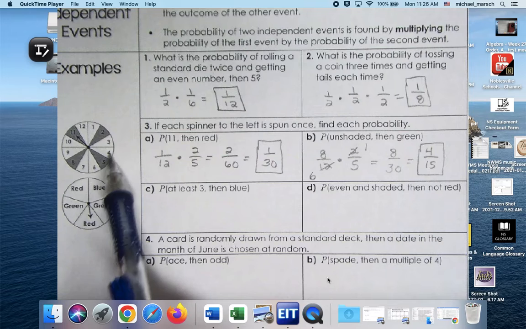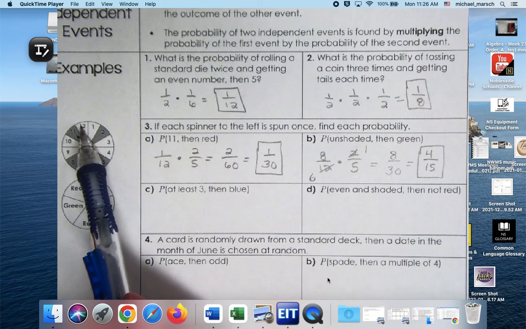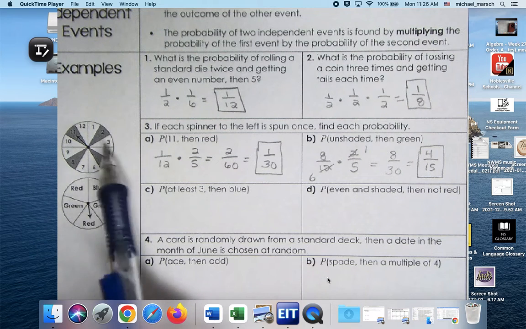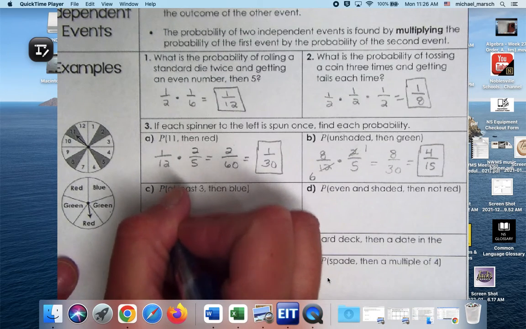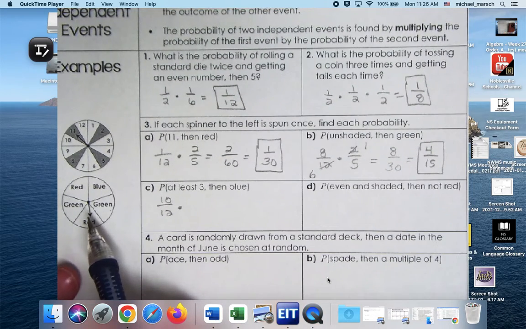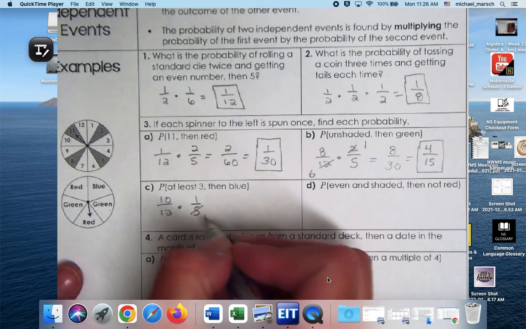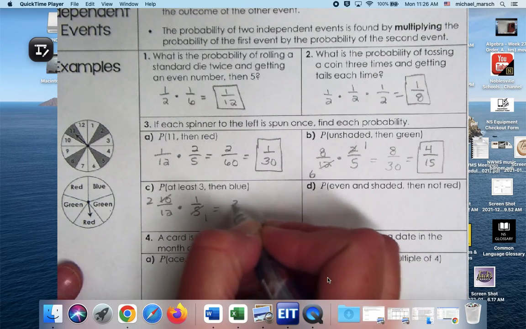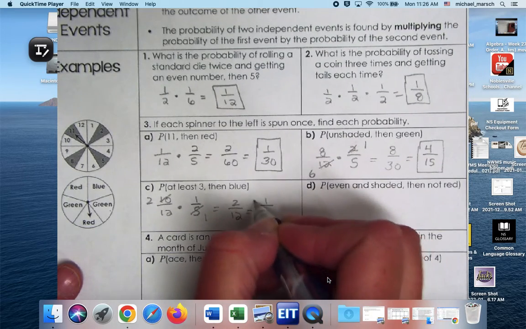So 1, 2, 3, 4, 5, 6, 7, 8, 9, 10. Because we're including that 3, right? I forgot about this 12. That's okay. So we have 10 out of 12. And then how many of these are blue? 1. So again, I'm going to cross simplify. I'm going to get 2 out of 12, which simplifies to 1/6.